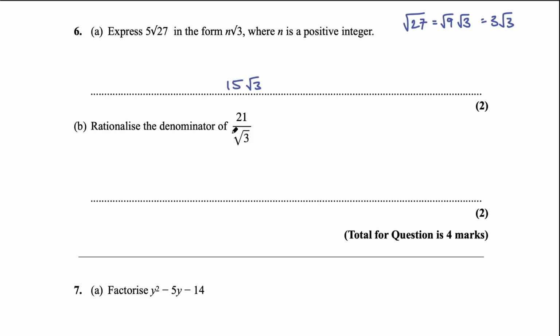Part B says rationalize the denominator of 21 over √3. When you're rationalizing a denominator, you want to multiply by that denominator over itself. So this is like multiplying by 1. It doesn't change the expression at all. But what happens is this denominator then becomes a whole number rather than a surd. So if we do this operation here, we'll get 21√3 over 3. √3 times √3 is just 3. And then we can simplify further. We can do 21 divided by 3, which would be 7√3. So final answer there, 7√3.